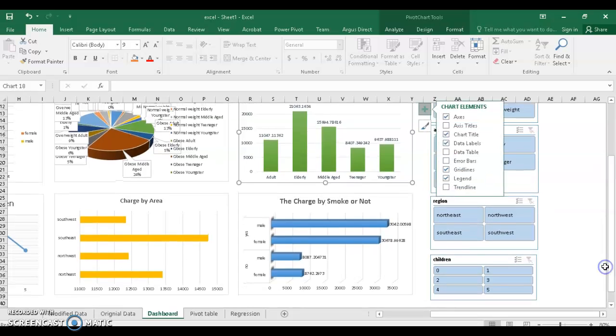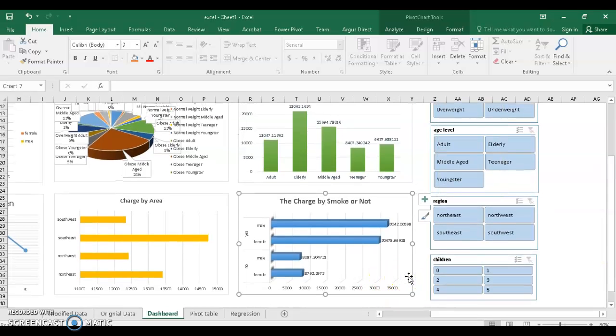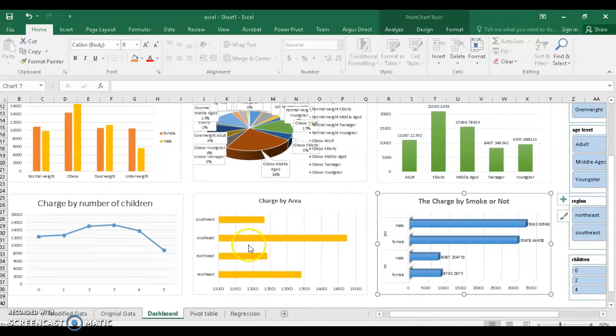And for the smoker graph, this graph cannot be more clear, because you can see people with yes have really high cost, and people with no have much lower cost. And by region, we can see that the southeast and northeast have higher cost, while others have lower cost. And for the charge by number of children, we can see that there's no significant linear relationship, but as I mentioned, certain types of people, like people with 2 to 4 children, have higher cost than others.